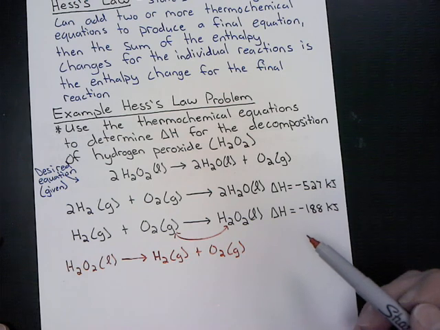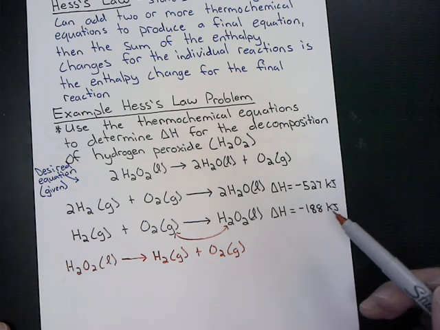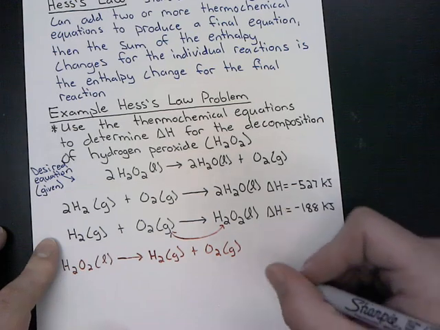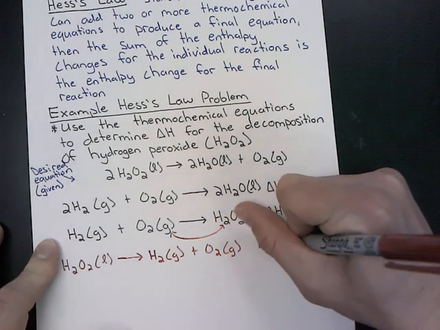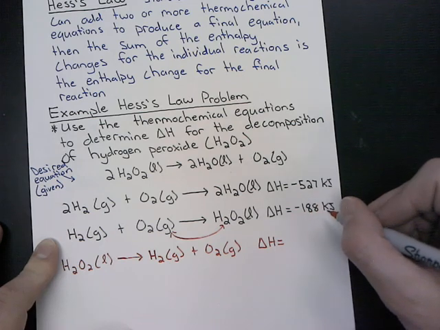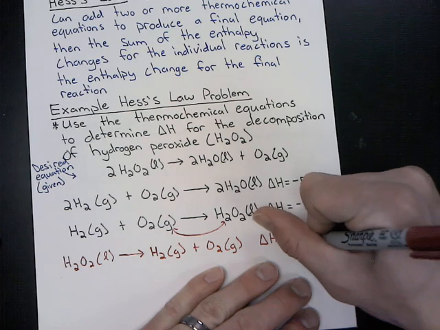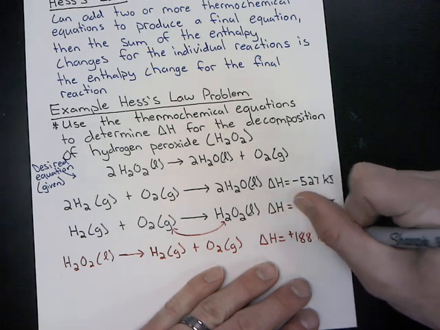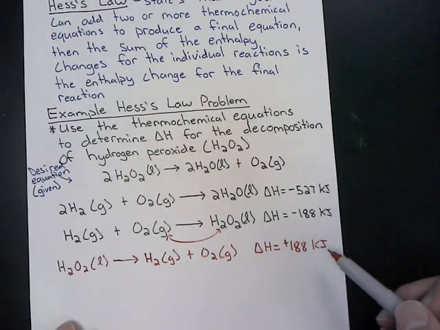Now, that's great that we flipped it and that we matched this part right here, but what we need to do now is flip the sign of delta H. So a positive becomes negative, a negative becomes positive, and this is because we flipped the equation. We look here at delta H, and this was negative 188 kilojoules. Because we flipped the equation, the delta H becomes endothermic, and it becomes a positive 188 kilojoules.